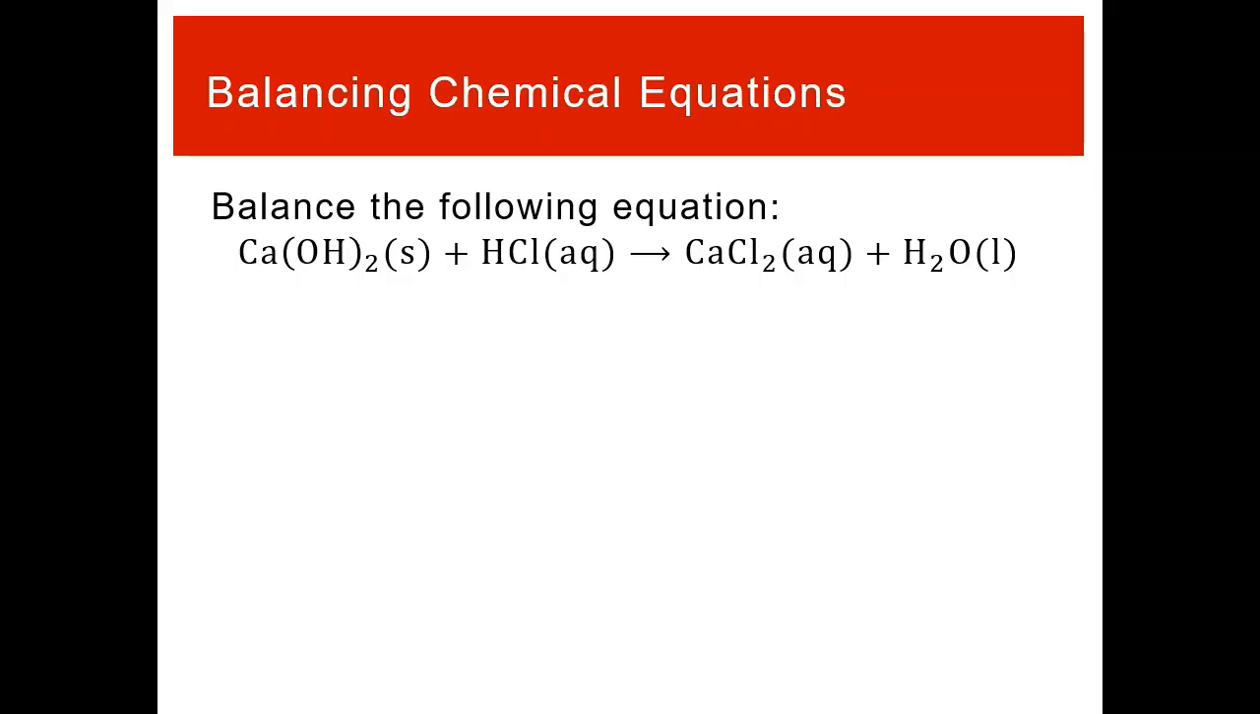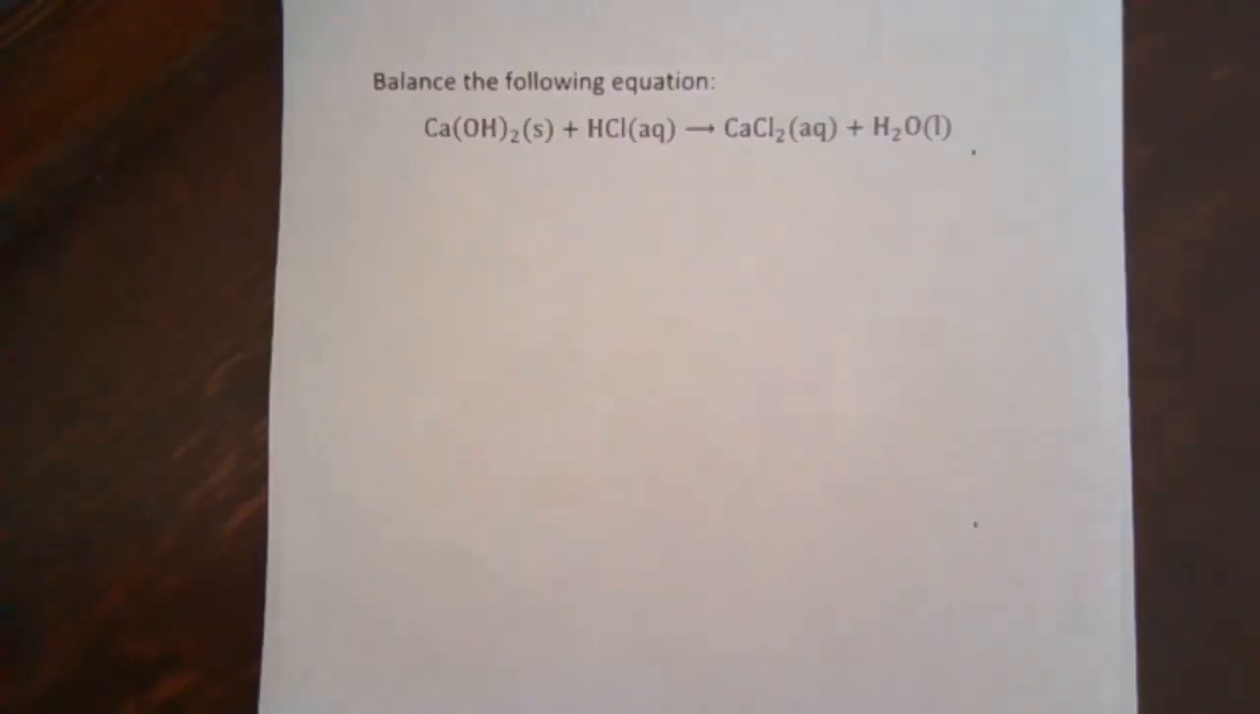First, balance the following equation: Ca(OH)2 plus HCl becomes CaCl2 plus H2O. So we want to balance this equation. And we know that balancing means we want to work one atom type at a time, and figure out which would be the best place to start, and where would be the worst place to start.